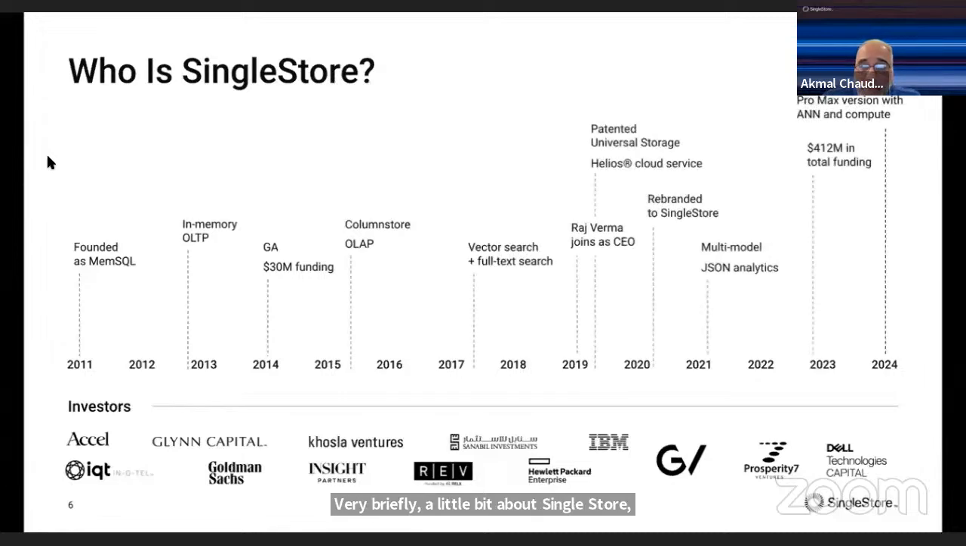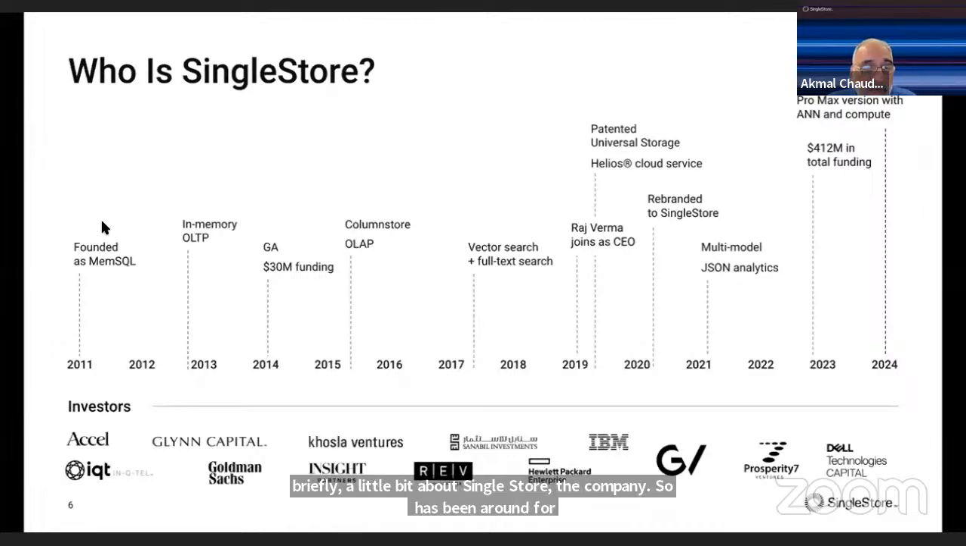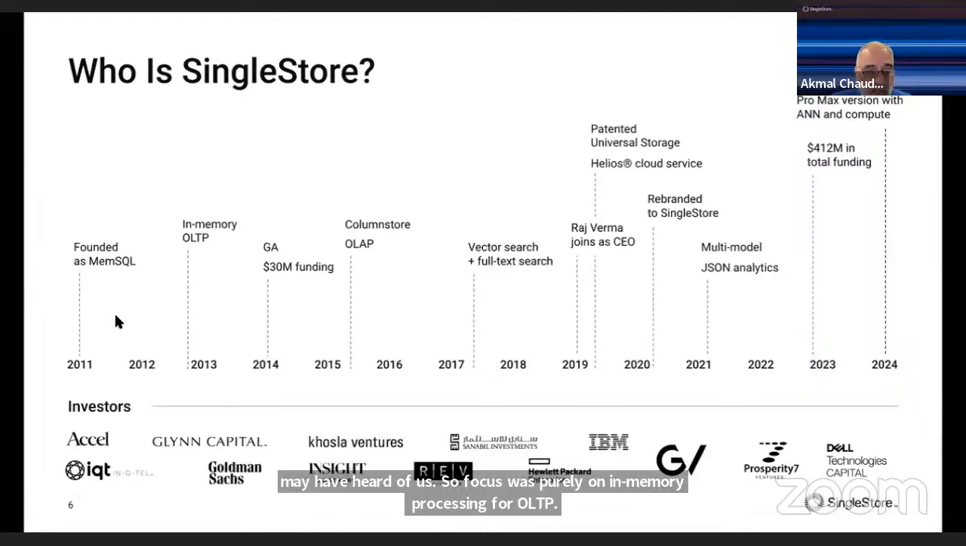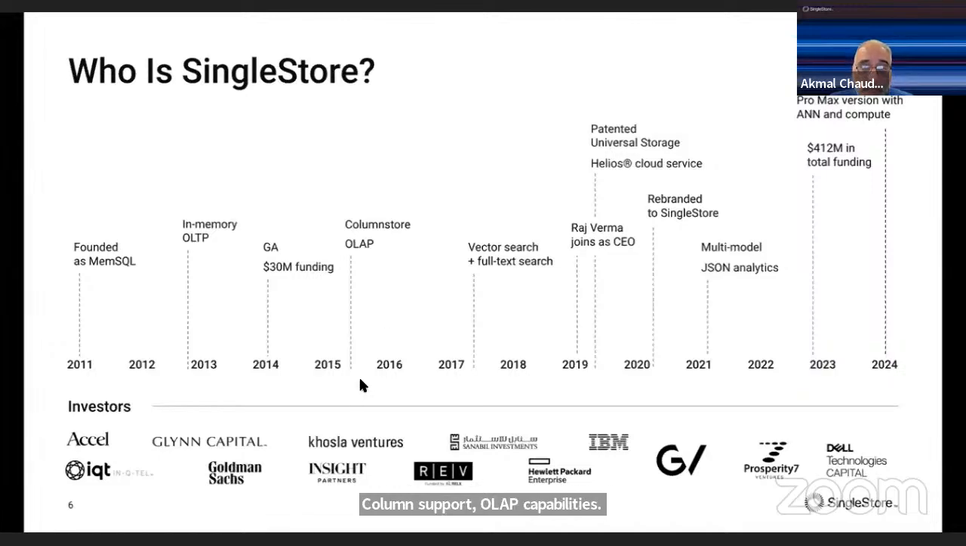SingleStore has been around for quite a long time, founded way back in 2011. It used to be called MemSQL, you may have heard of us. The focus was purely on in-memory processing for OLTP. Subsequently we added column support, OLAP capabilities, around 2015. Then we rebranded to SingleStore in 2020. Again, if you're sharp-eyed, you'll see that here.